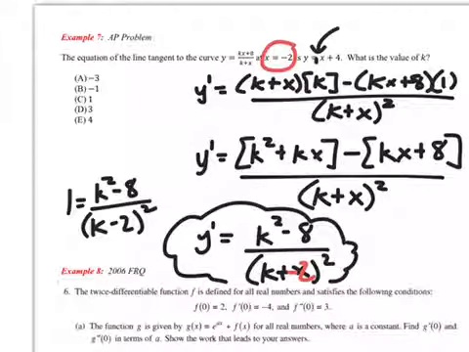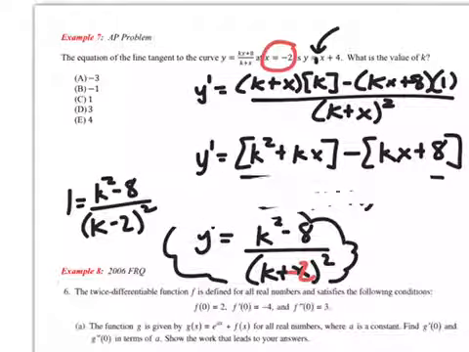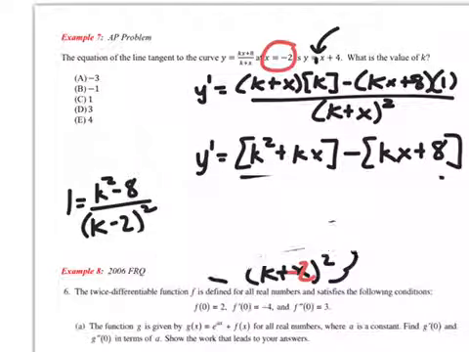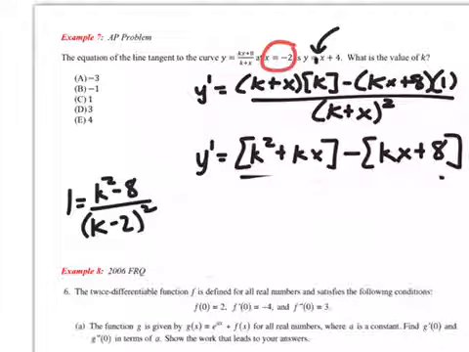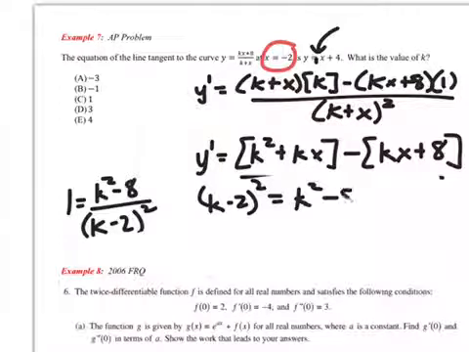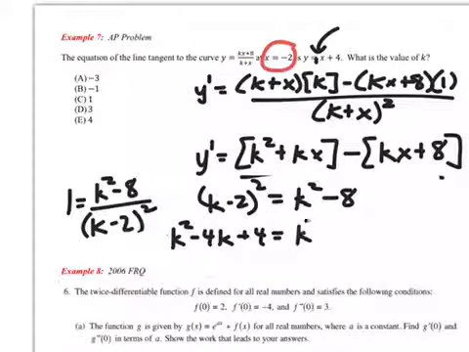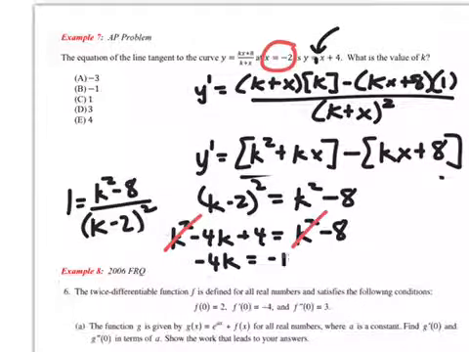I'm going to erase a little bit here. If I cross multiply, I get k minus 2 squared equal to k squared minus 8. Well, this is k squared minus 4k plus 4 equals k squared minus 8. Looks like to me the k squareds will cancel. So negative 4k equals negative 12. Looks like k would have to equal 3.